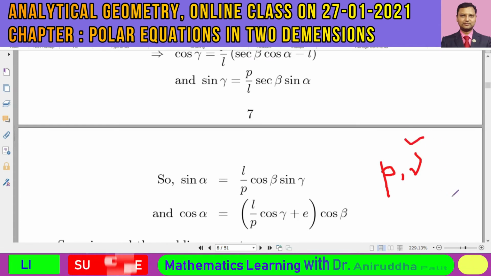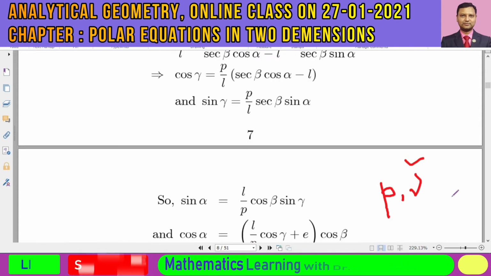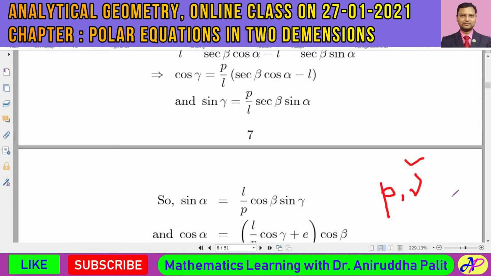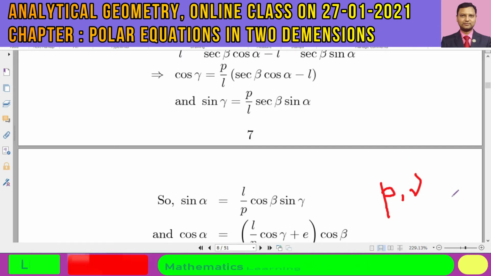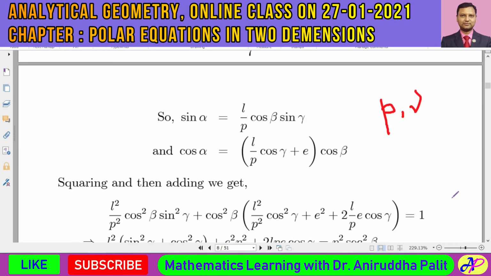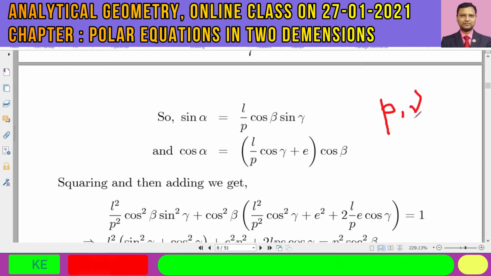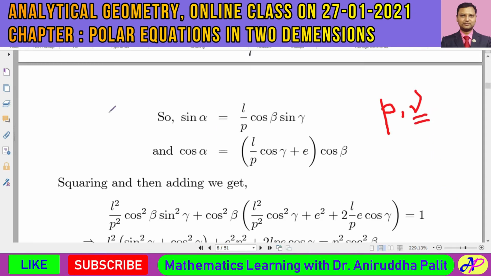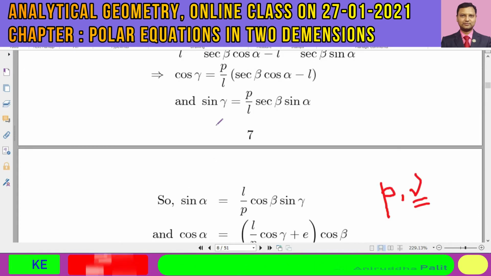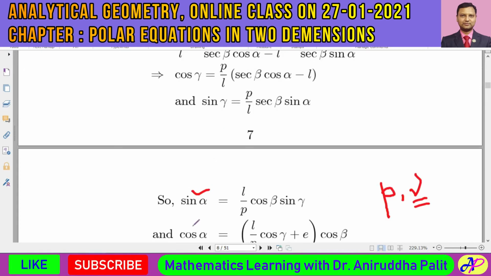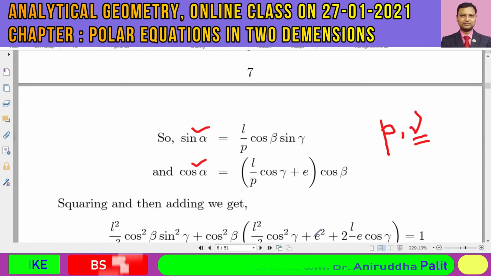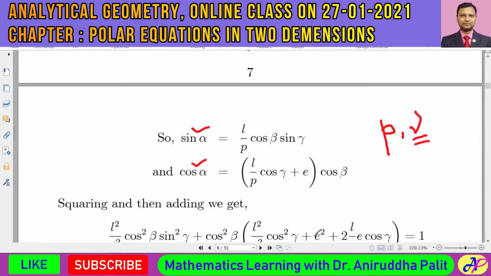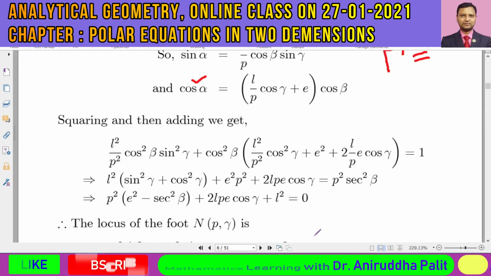Otherwise, if we eliminate this gamma, we would not get any relation involving gamma. So we need to retain the expression involving gamma. We need to eliminate the unknown quantities. So we are keeping gamma, and that's why we are eliminating the other unknown quantity, that is alpha. If we square both of these equations and then add, we get sine square alpha plus cos square alpha equal to 1.